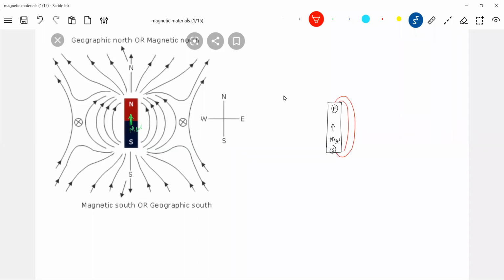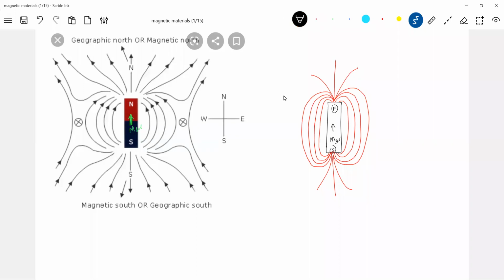I think by this time everyone has an idea. So this will be a rough diagram. This will be the lines of force. Inside the bar magnet, you need not show it. So there's a south pole, north pole. So this much is there.